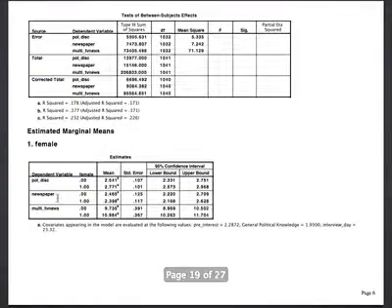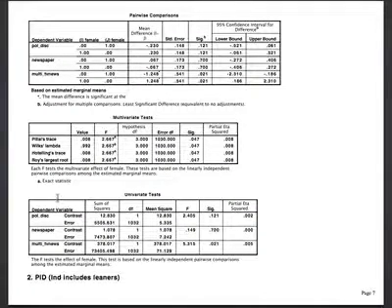SPSS gives us a whole bunch of output. So these F tests are exactly the same. These multivariate tests are exactly the same multivariate test. If you look at the Wilks lambda values, they're going to be exactly the same. And by the way, this Wilks lambda value is 1 minus the effect size, partial eta squared. So 1 minus 0.008 is 0.992.